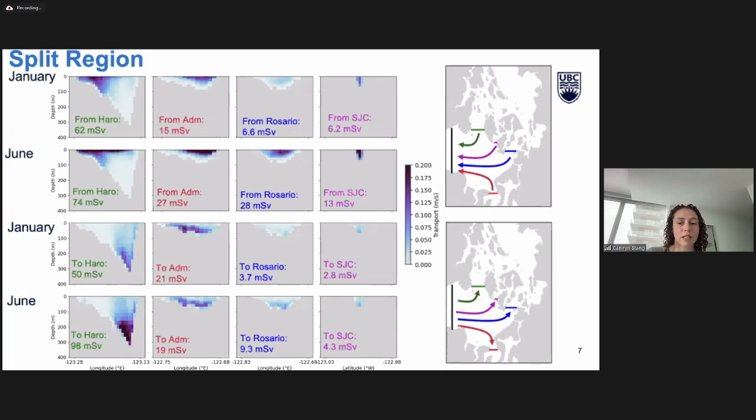And then to balance the surface outflow, the deep water is moving into the Strait of Georgia, which we can see in the cross sections from the forward seeding. And again, the majority of the transport is going to Harrow Strait, with now even less going to Rosario Strait and San Juan Channel. And then from these cross sections, we can see that there's a lot more southward flow coming from Rosario Strait and San Juan Channel than there's northward flow going to each of these 2 straits. And this suggests that the southward flow is dominating through these 2 channels, and that's especially prominent in the summer.